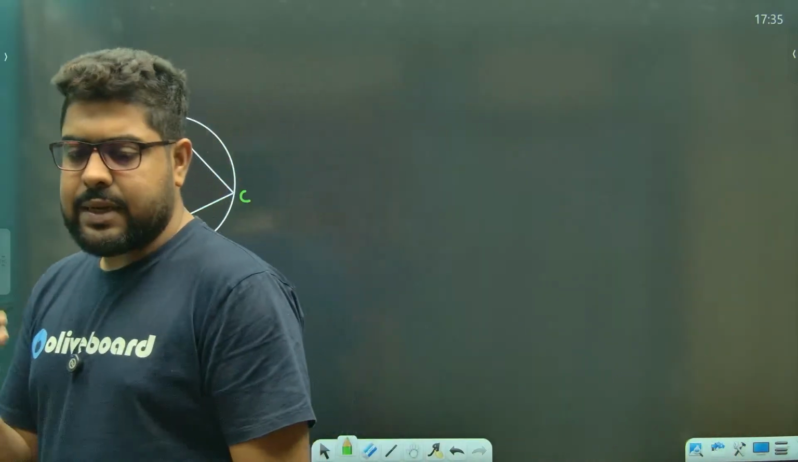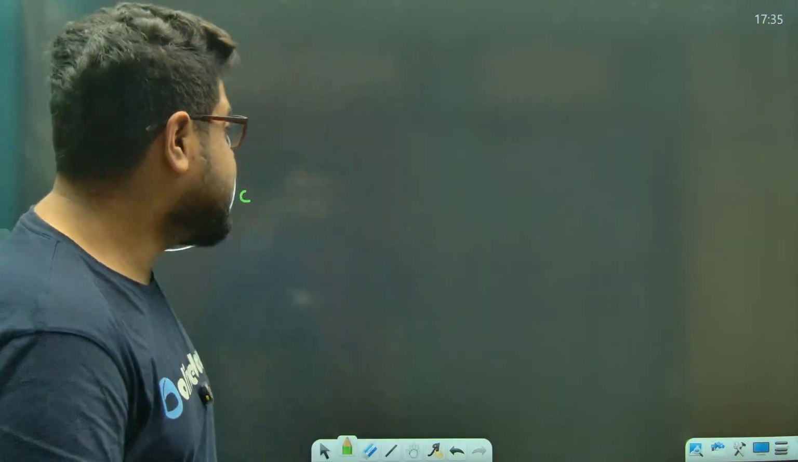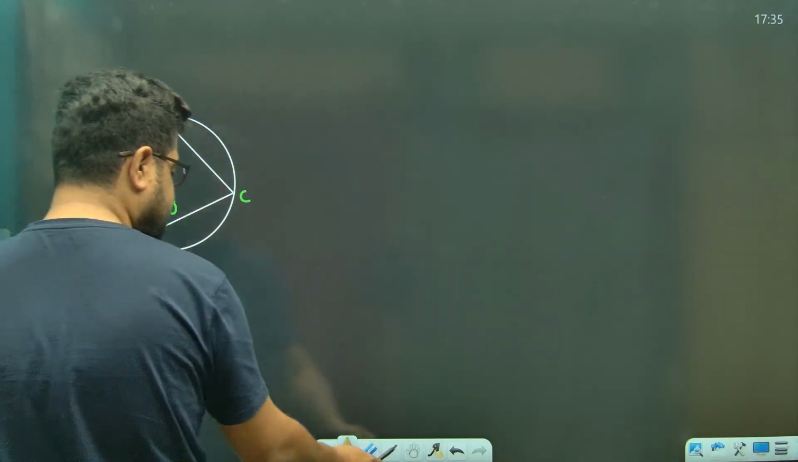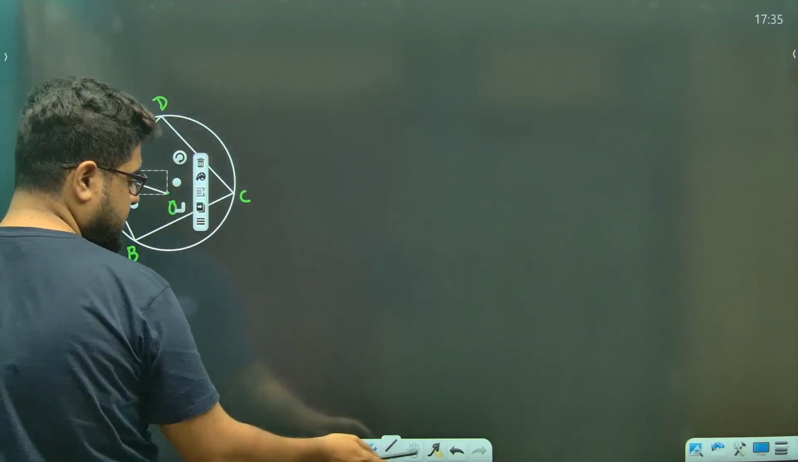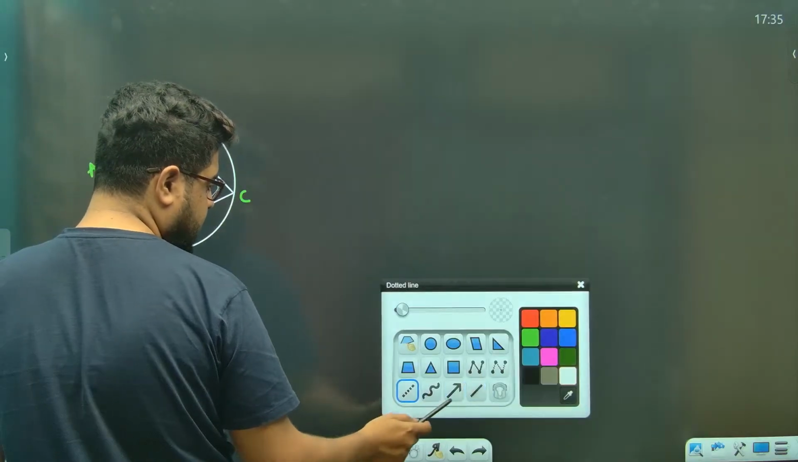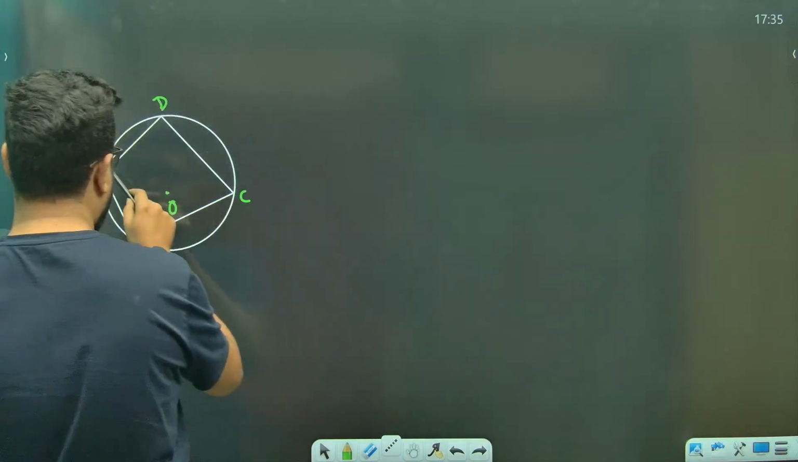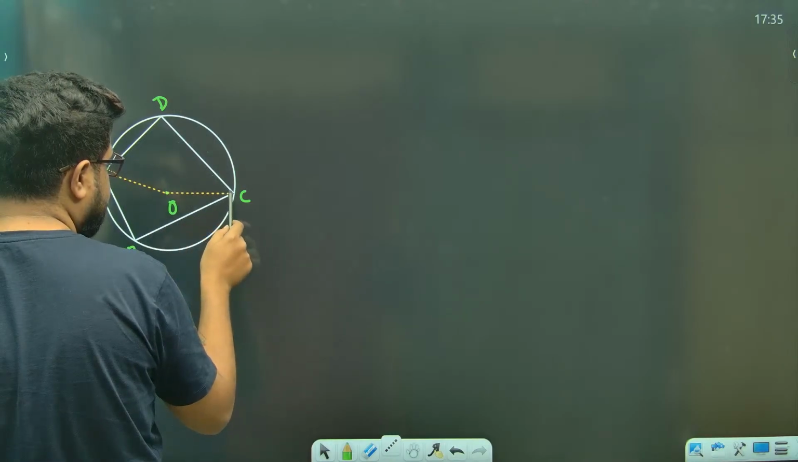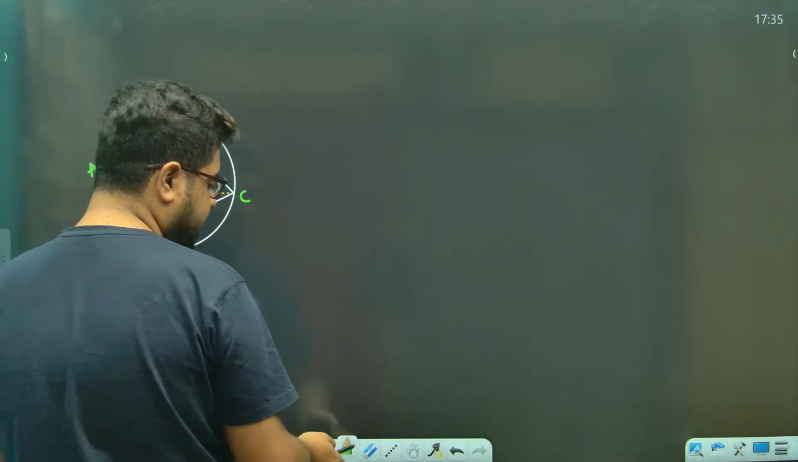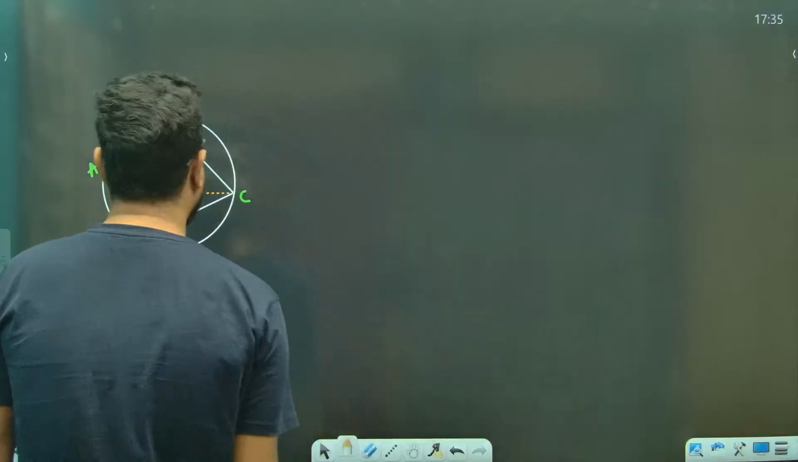Now it has certain properties. Let's see the properties, sir. So I'm just joining these two, rather, let's join by a dotted line. Sir, if you join this and you join this, tell me one thing, sir. Everyone, you say, we'll see everything.